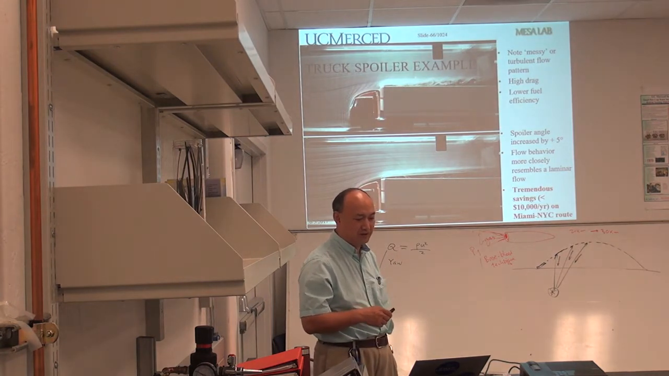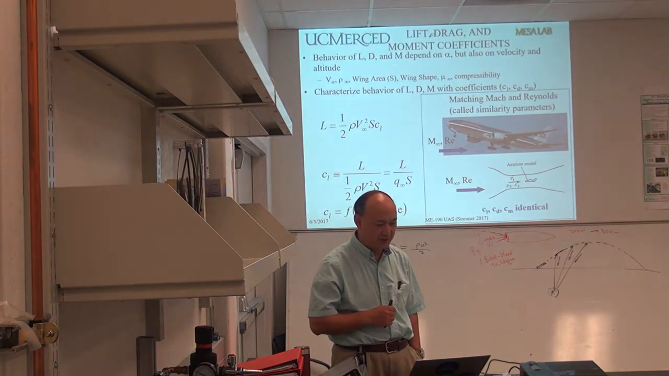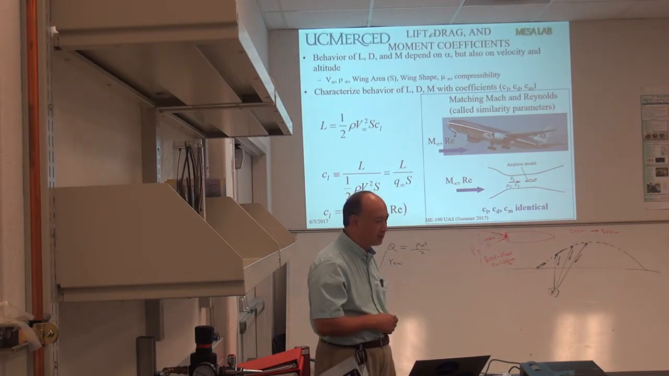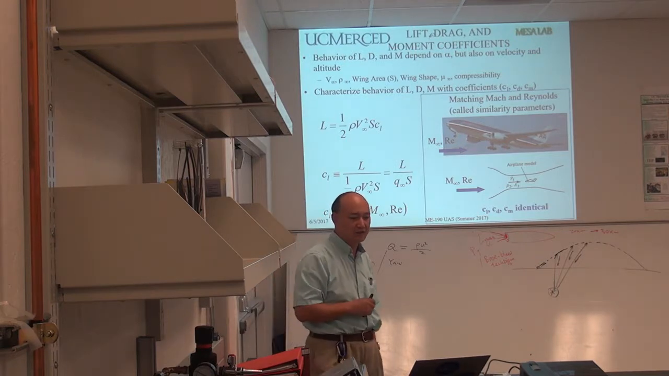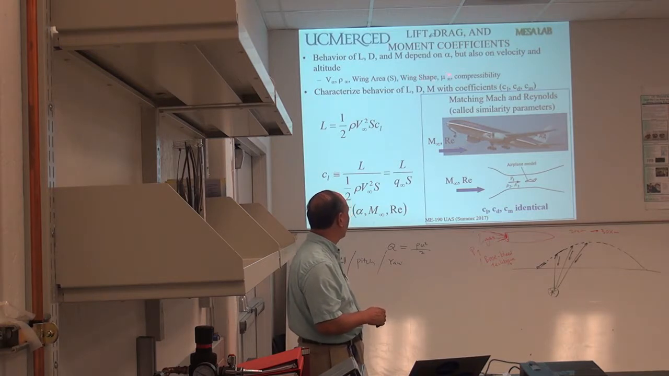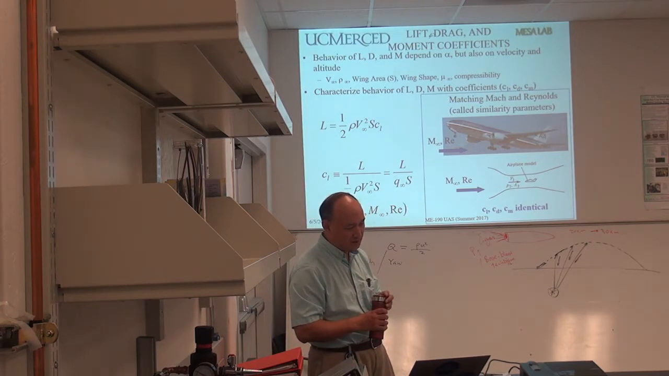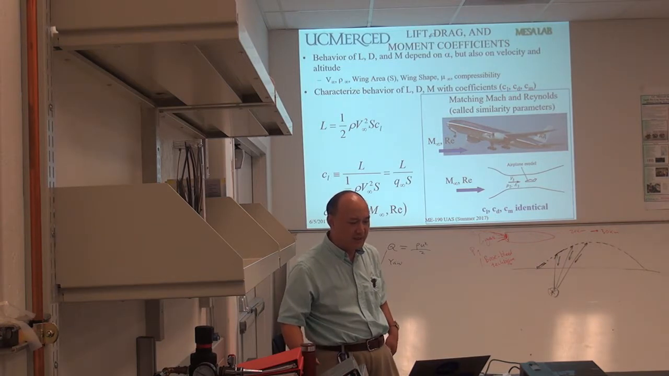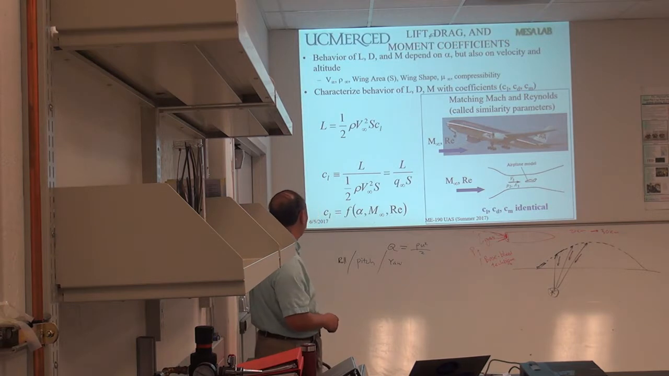So the science is efficiency, okay? All right, let's move forward to understand lift, drag, and the moment coefficients. The behavior of lift, drag, and moments depends on the angle of attack, velocity, and attitude. That's because the velocity V infinity, rho infinity, wing area, wing shape, viscosity, and compressibility are all linked to lift, drag, and moments. So we use lowercase c as a coefficient: CL, CD, CM, okay?